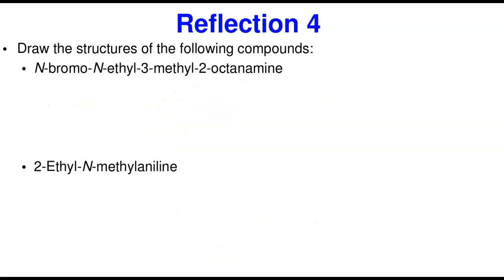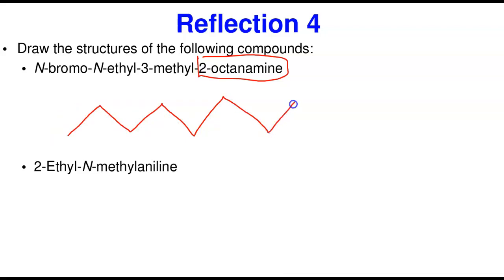We now go to the last of these. Still the same thing: we have the IUPAC names and we're going to draw them again. We're going to draw this one. Now the longest chain is 2-octanamine. With octanamine, you have the amine group in number 2, so I'm going to do that first. 1, 2, 3, 4, 5, 6, 7, 8. That's what I have here.